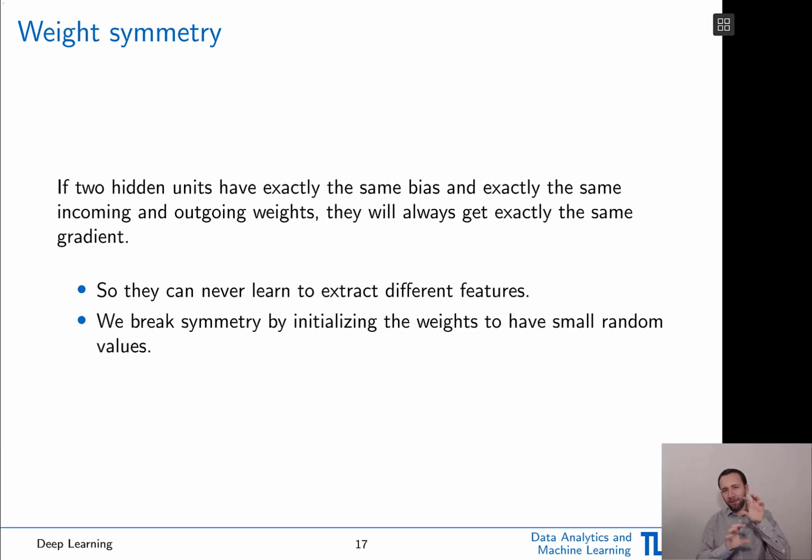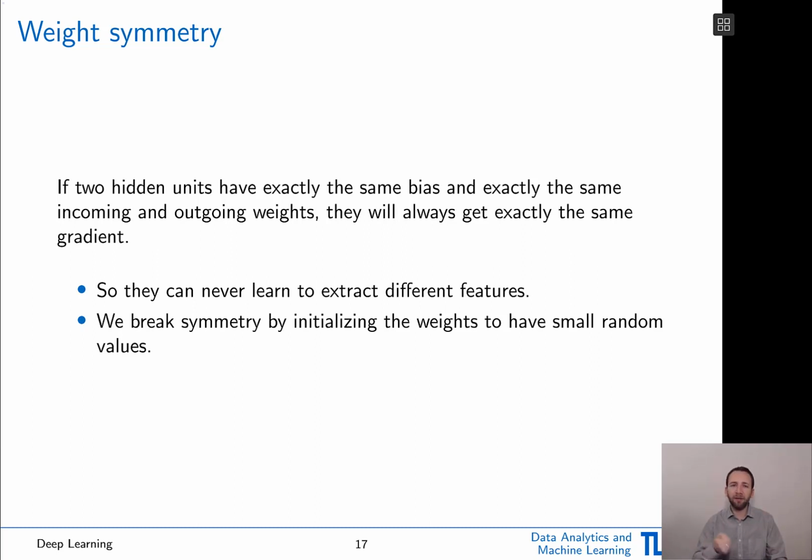So if we initialize, let's say, all weights with 0, which could be one idea, this is not a good idea. Because if two hidden units have exactly the same bias and the same weight terms and so on, then of course the gradient we are getting is also the same for these. We can't distinguish these two neurons, so to say. Why is this bad? Because now these two neurons can never learn different features. They are just redundant. They learn exactly the same information.